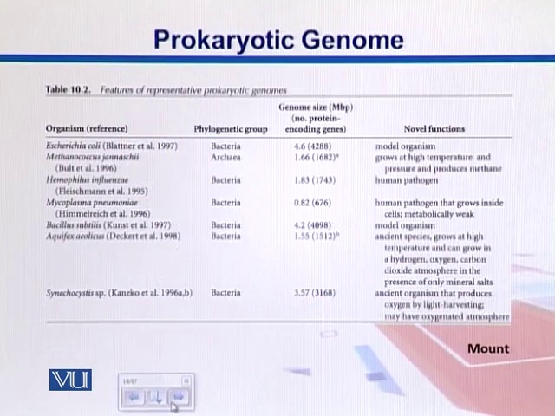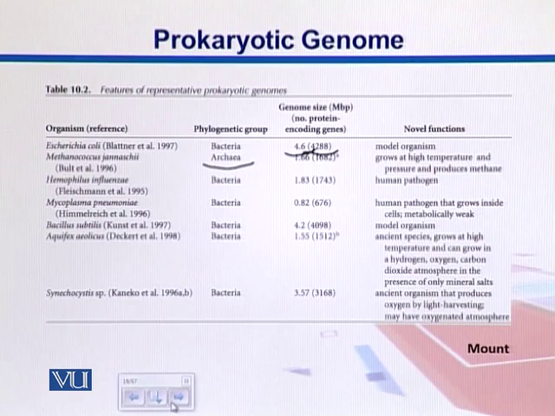Here in this diagram we see different representative prokaryotic organisms and their genomes. This E. coli was sequenced by Blattner et al. So that has a genome size. We see its phylogenetic group also, it's a bacteria. In this set we have just one archaea and the rest of them are bacteria. Genome size is 4.6 MB and the number of protein coding sequences is in these parentheses. So there were 4,000 genes in this organism.